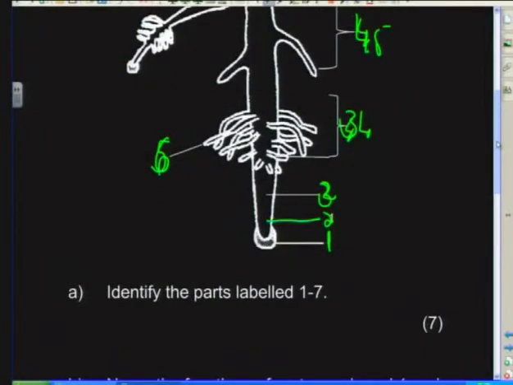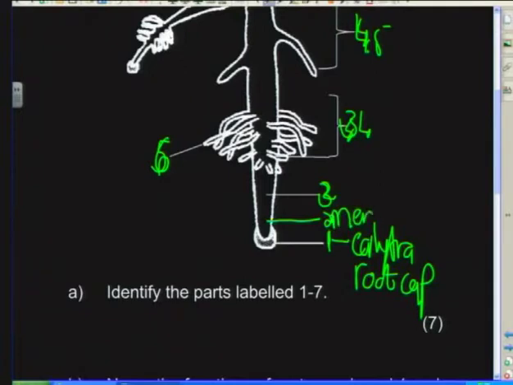Let's start. Okay, 1 is our calyptra, or our root cap. If you can just remember root cap, that is fine. All right, what was the root cap protecting? Yes, our little babies, our meristematic region. Each of these showed particular regions, particular areas. What was number 3?